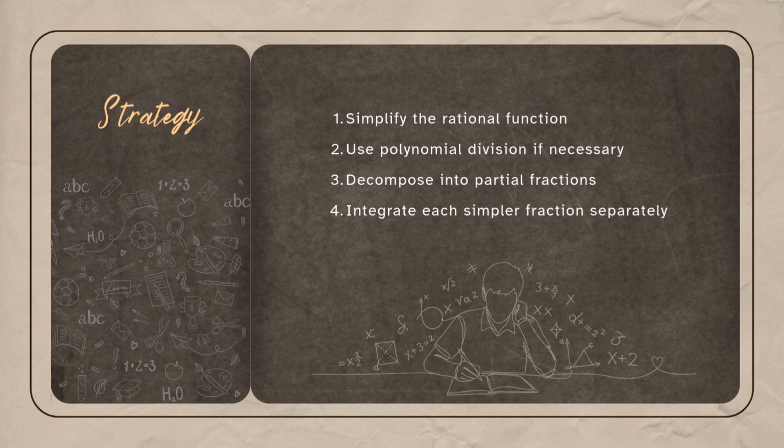Now, before we learn deeper about the integration of rational functions, here are the strategy or tips that you need to take note of so you can do the integration easier. The first one is you need to simplify the rational function first, or use polynomial division if it's necessary, and then decompose into partial fractions. And the last one is integrate each simpler fraction separately.